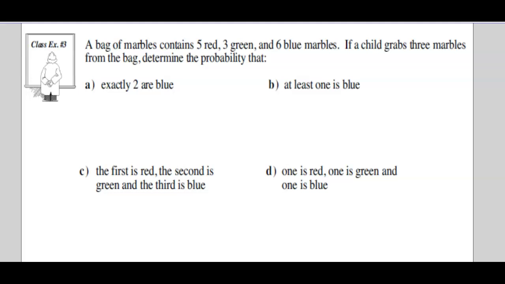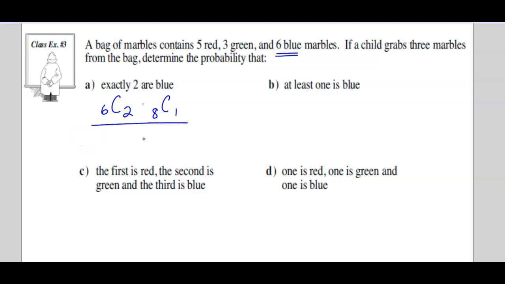Next one, bag of marbles containing 5 red, 3 green, and 6 blue. A child grabs 3 marbles from the bag. Determine the probability that exactly 2 are blue. Okay. So there's 6 blue to start, and we're choosing 2 of them. That means the 3rd marble can't be blue. So we're choosing 1 more marble out of the 8 that are not blue.